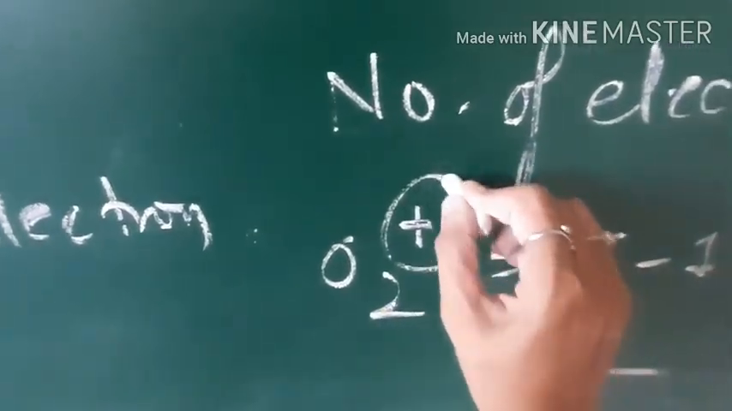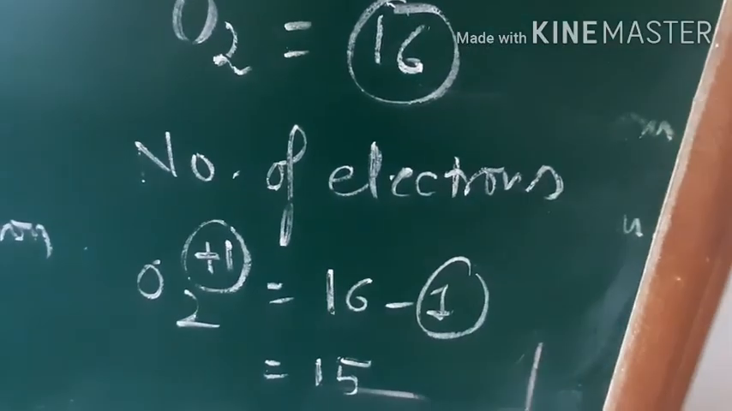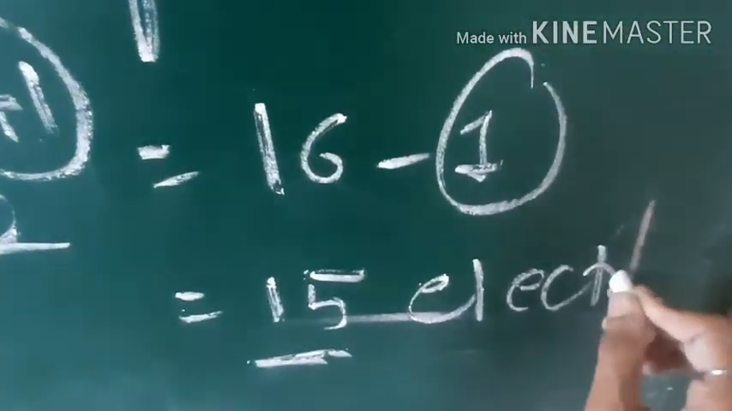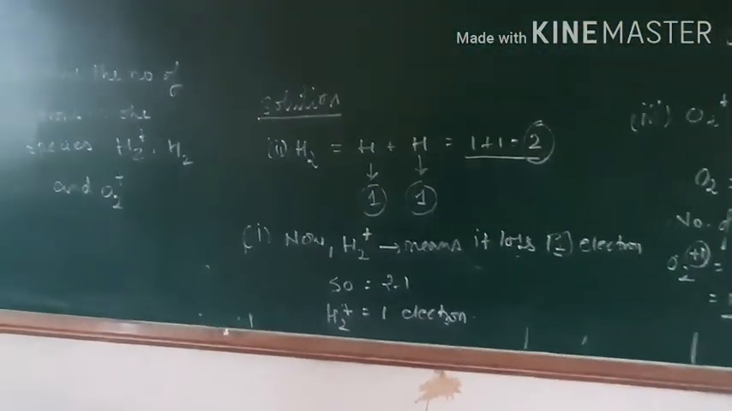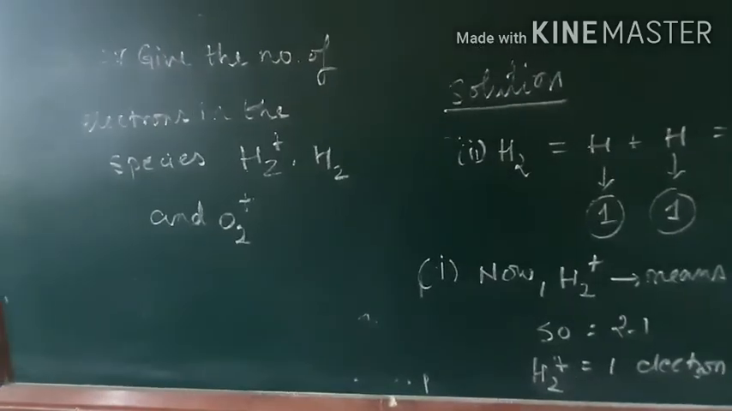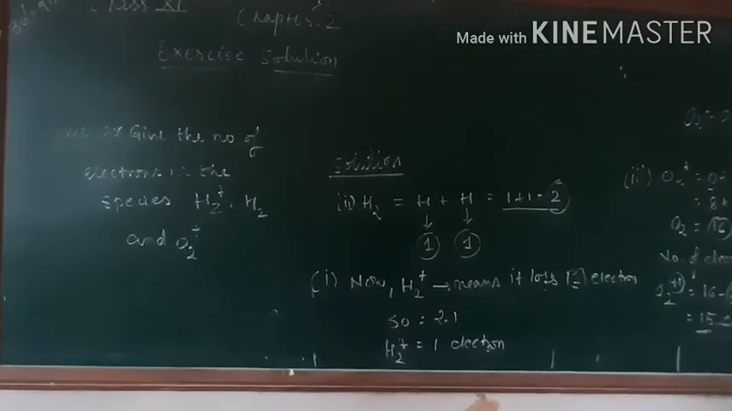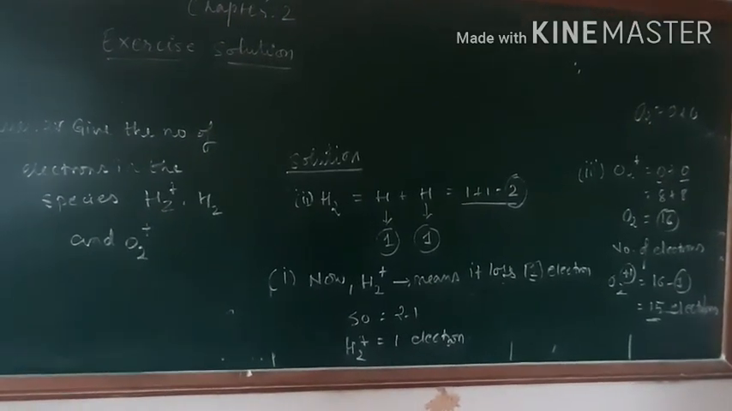Now we have to find the number of electrons in O2 plus. प्लस 1 इंडिकेट करता है कि वो एक इलेक्ट्रॉन लॉस कर रहा है. That means 16 में से एक इलेक्ट्रॉन जा रहा है बाहर. So it contains how many electrons? 15 electrons. So that is about question number 27. Please, children, kindly copy down all the solutions for chapter number 22. Otherwise it's very difficult for you to know which question we have to do or not to do.